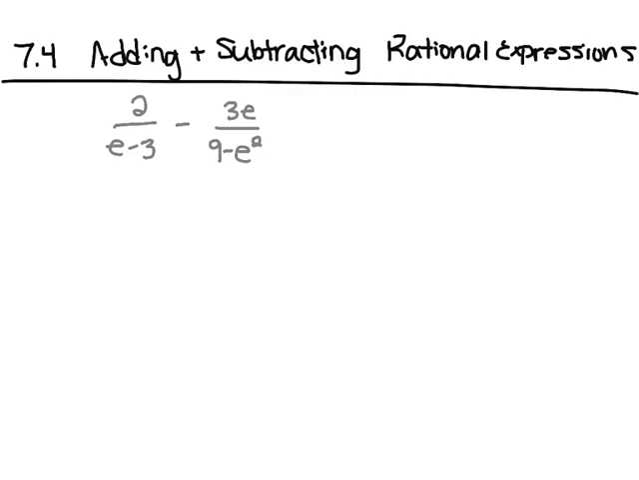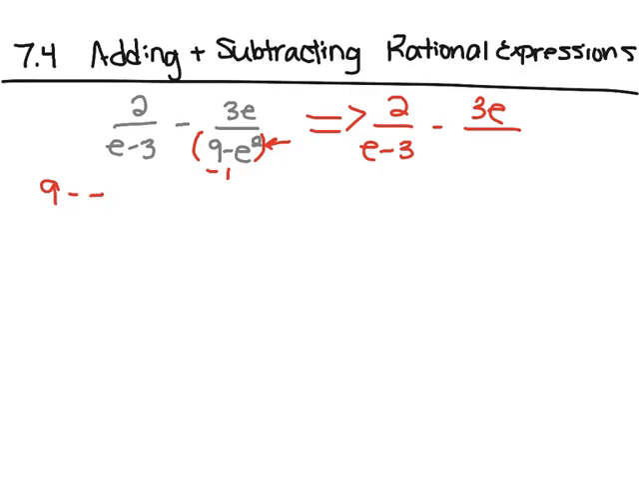Next example, we want to find our non-permissible values. So first we're going to have to factor this. So this is going to turn into 2 over e minus 3 minus 3e over 9 minus e squared. Now this is a difference of squares. So it could, but we want our e to be positive. So we're going to take out a -1.